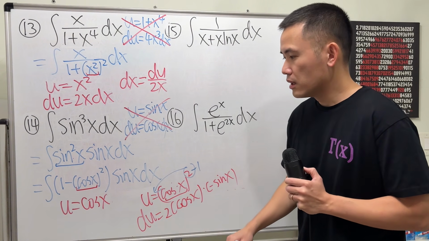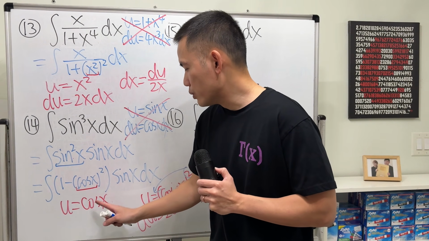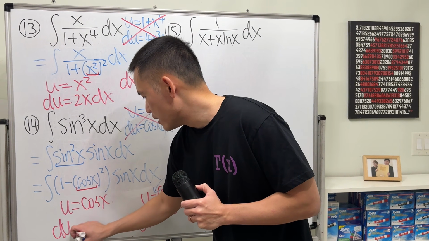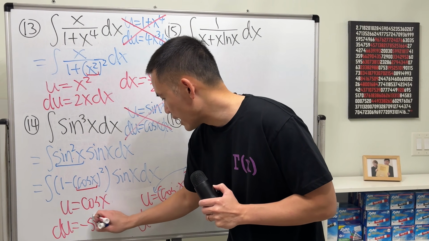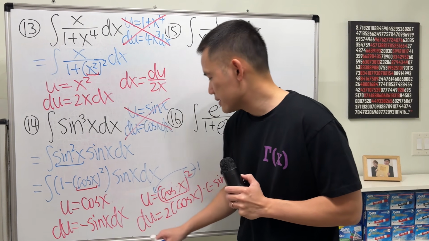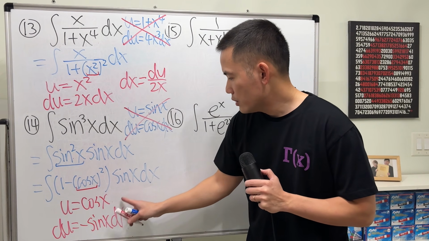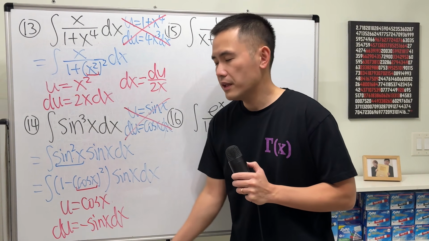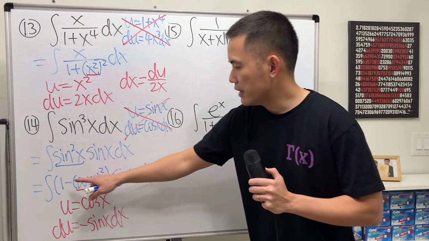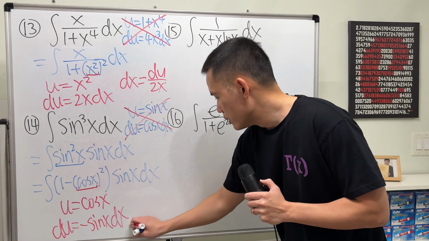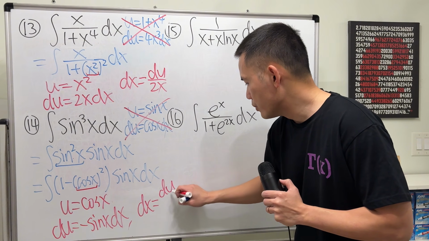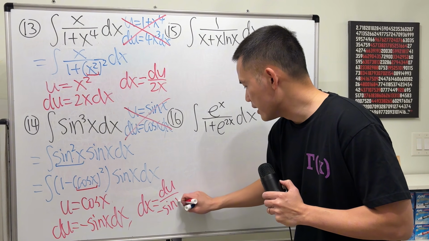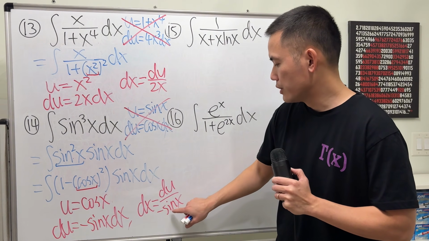Don't do that. All you want is u is equal to cosine x, so you get a much cleaner derivative, which is negative sine x dx. And then you have the sine x here, you have the negative. You can just multiply a negative and divide it by a negative, or to be consistent, you can say dx is equal to du over negative sine x. Put this here, you can cancel out the sine x.